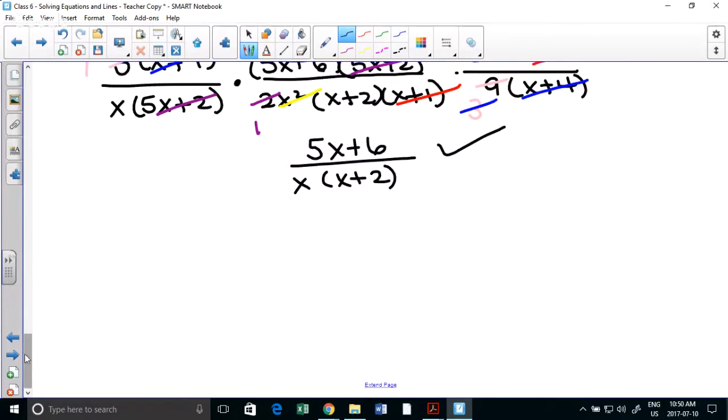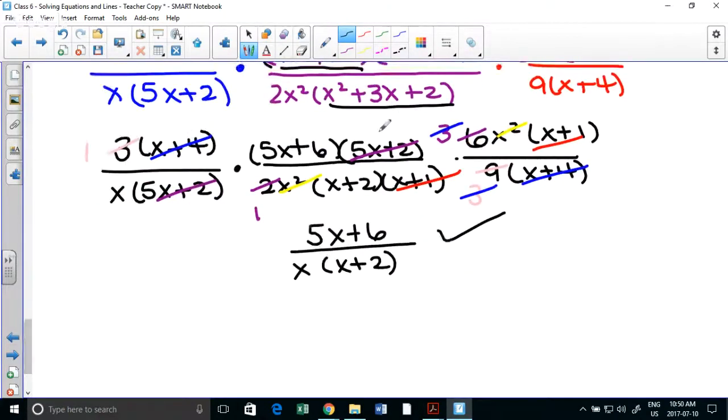So anything that's on the top can be canceled with anything that's on the bottom, anywhere in the whole expression. So that's why you can do the x plus 1 here and the x plus 1 here, the x plus 4 here and the x plus 4 here. As soon as you have pure multiplication, you just start canceling whatever you want.